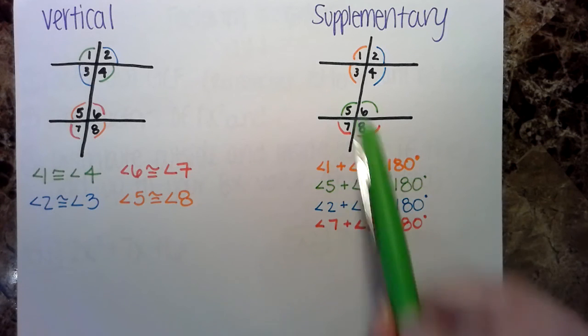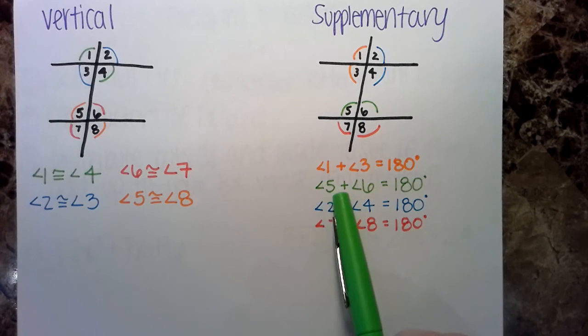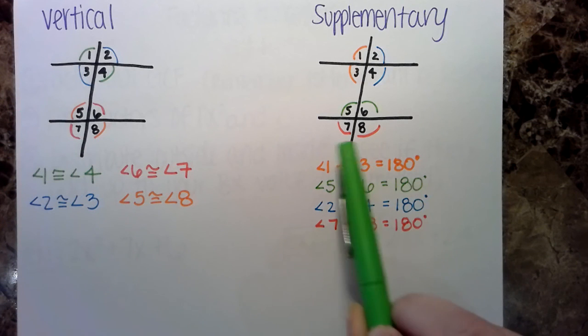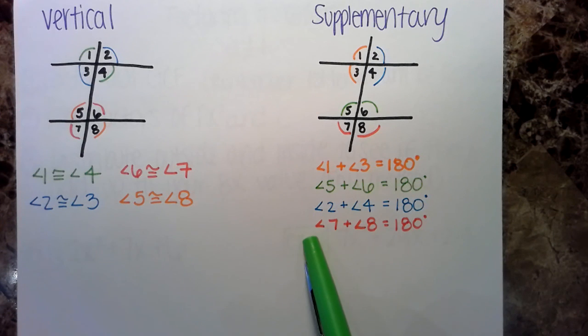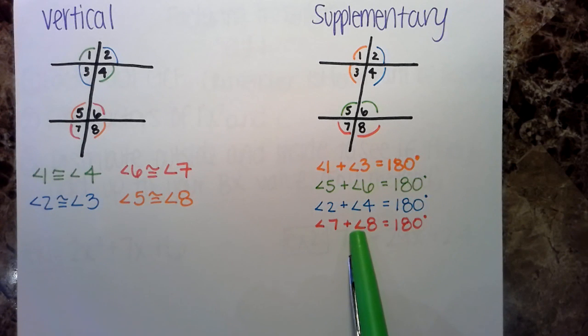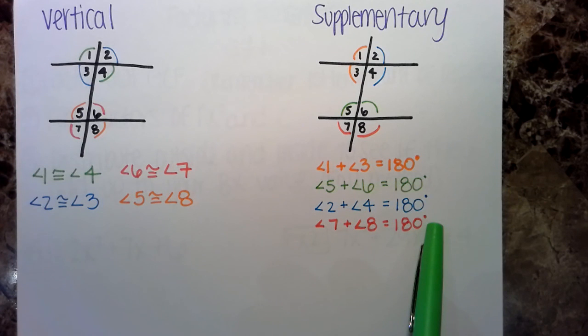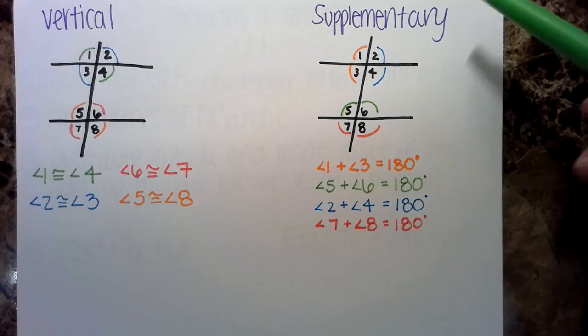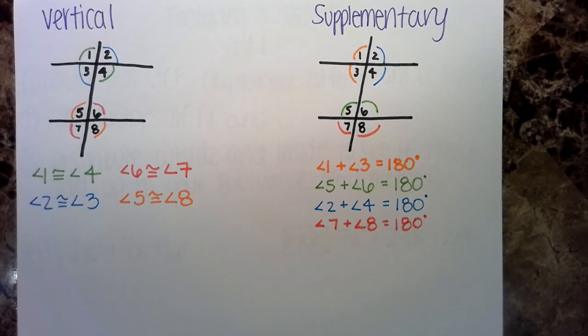5 and 6 is another pair. So angle 5, the degree of that, plus angle 6 is going to be 180. Same with 7 and 8. Angle 7 plus angle 8 is always going to be equal to 180. There's a lot more supplementary angles in here, but this is just an example of 4 of them.